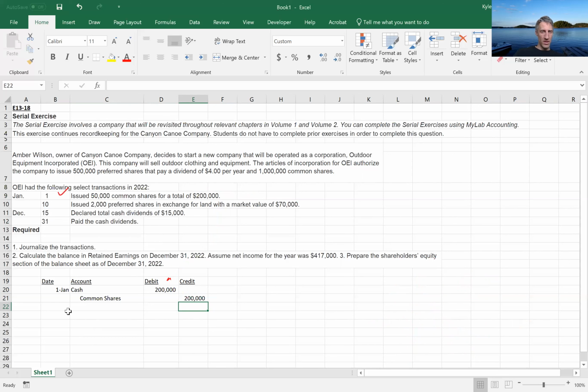Okay, now it's January 10th, and they issued 2,000 preferred shares in exchange for land with a market value of $70,000. Remember, when a business is exchanging shares in order to acquire an asset, the acquisition amount gets recorded at its market value. Maybe I'm just going to write AC Adler in a little bit of a better format for us.